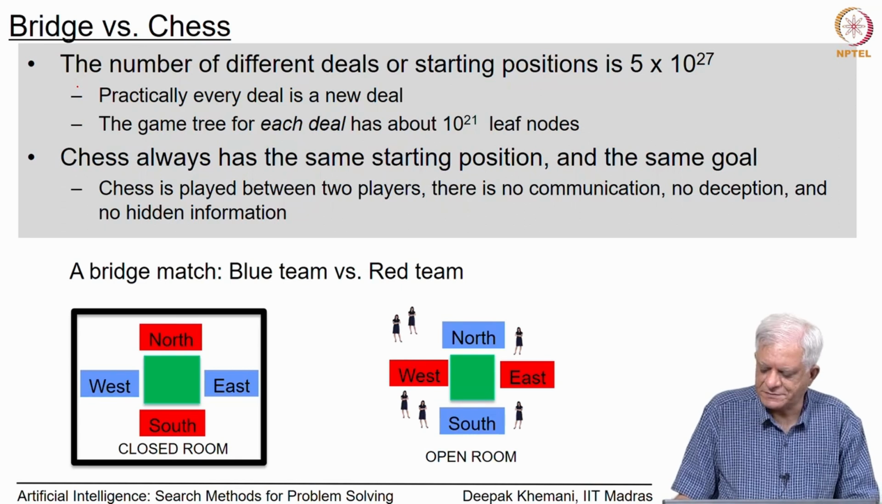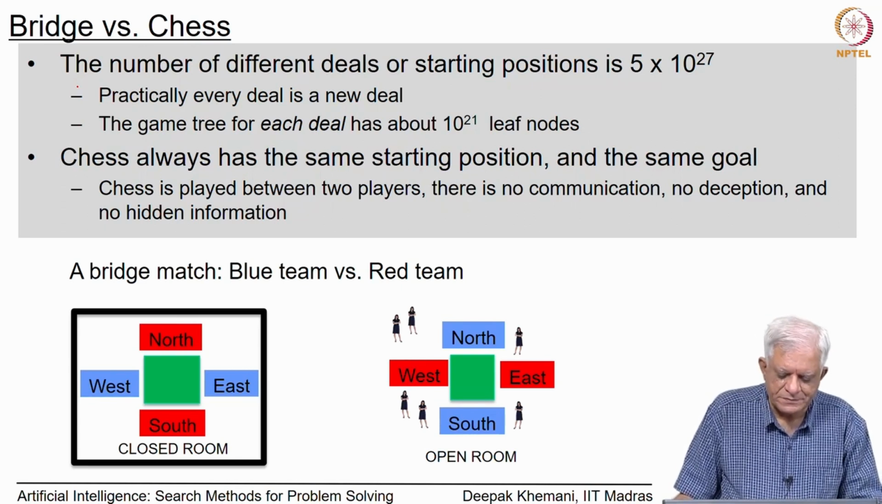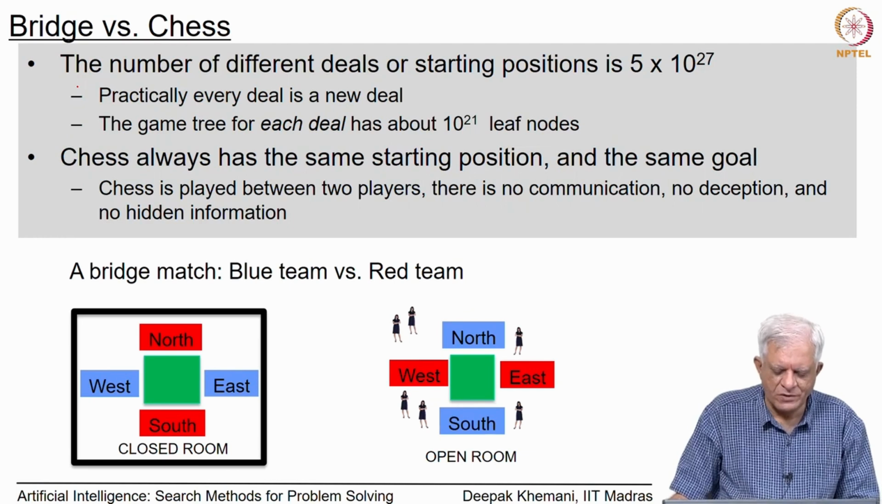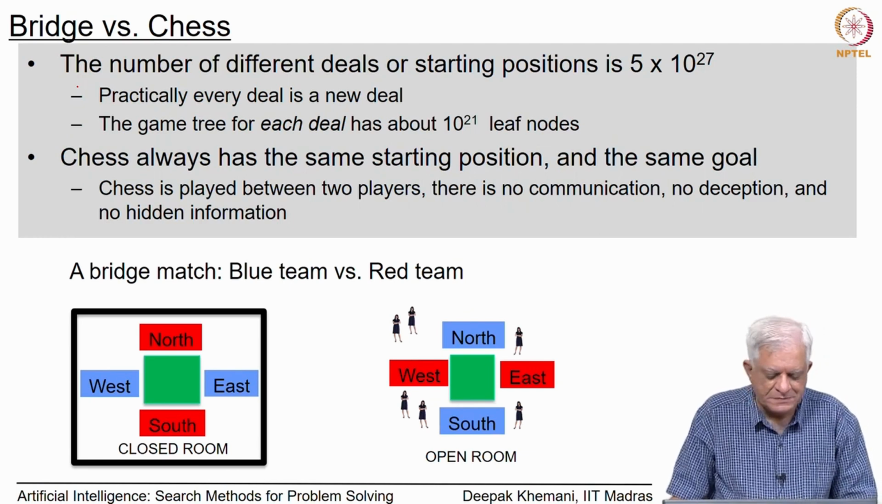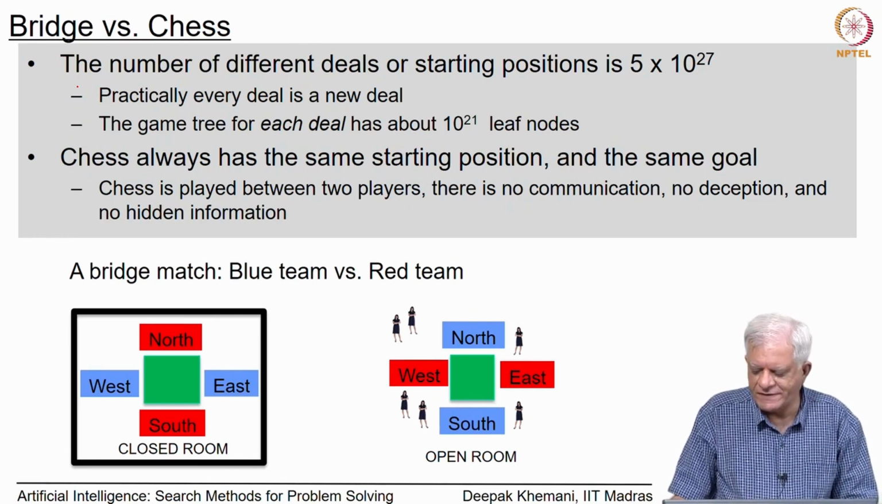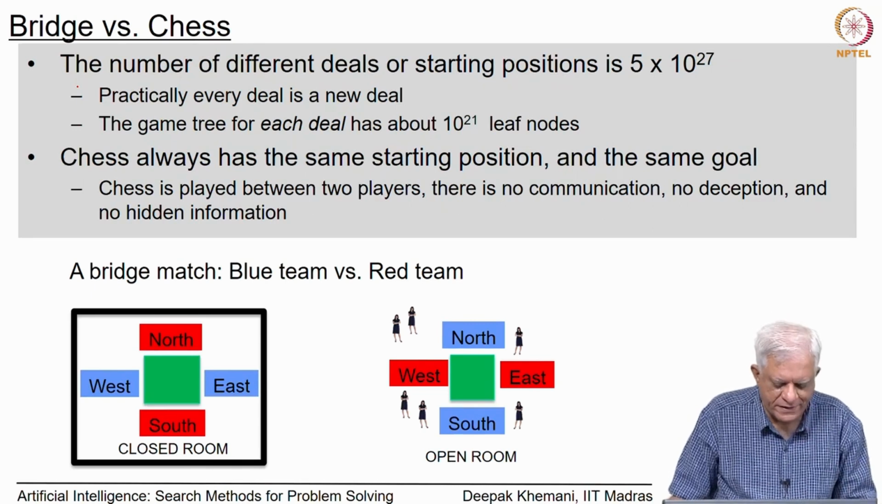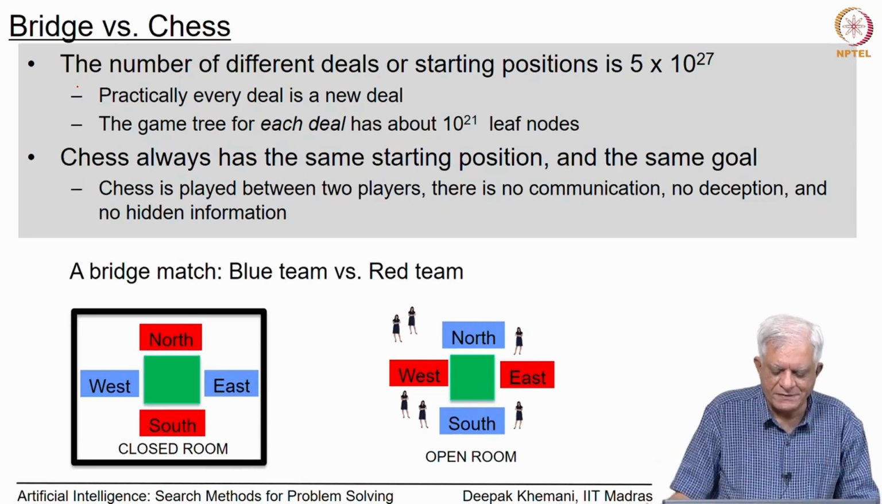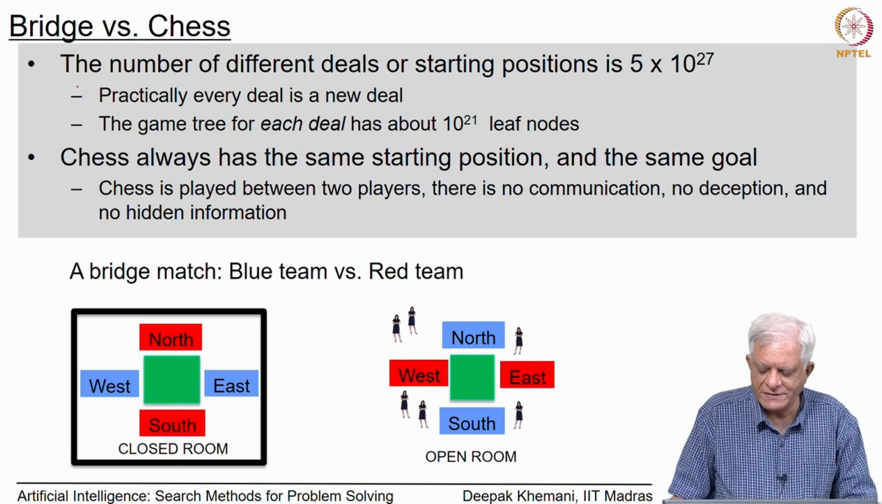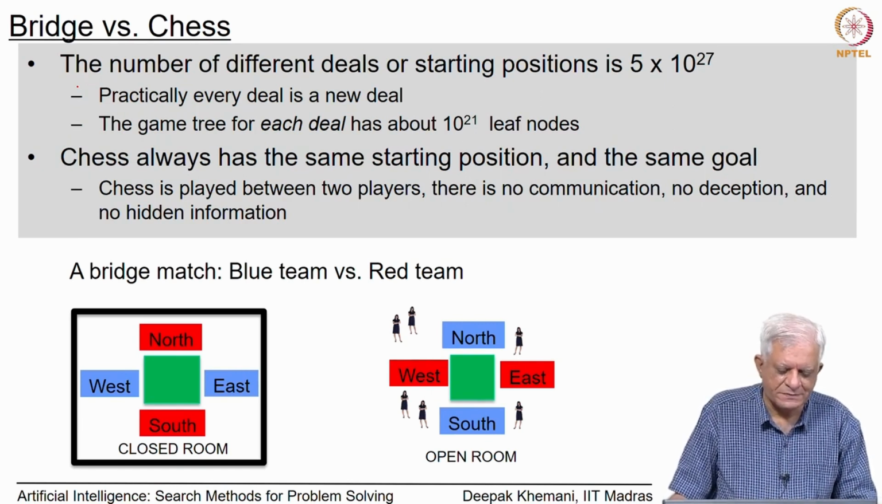In chess, you always start at the same starting position. So, the starting position is always the same, and the goal is also always the same, which is to capture the opponent's king. It is played between 2 players. There is no communication, no possibility of deception, no hidden information.